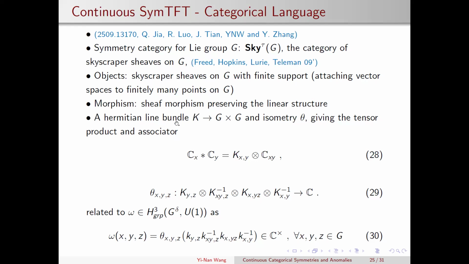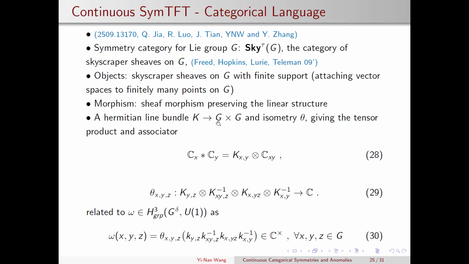In the monoidal structure, to define this, we use a pair of data. The first one is a Hermitian line bundle K over G times G, and you also have an isometry. The Hermitian line bundle really defines your tensor product structure between C_x and C_y, where C_x is the skyscraper sheaf supported on a single point x on G. So x and y are all group elements. And it generally can be twisted by the Hermitian line bundle K over here. And then theta is the so-called isometry.